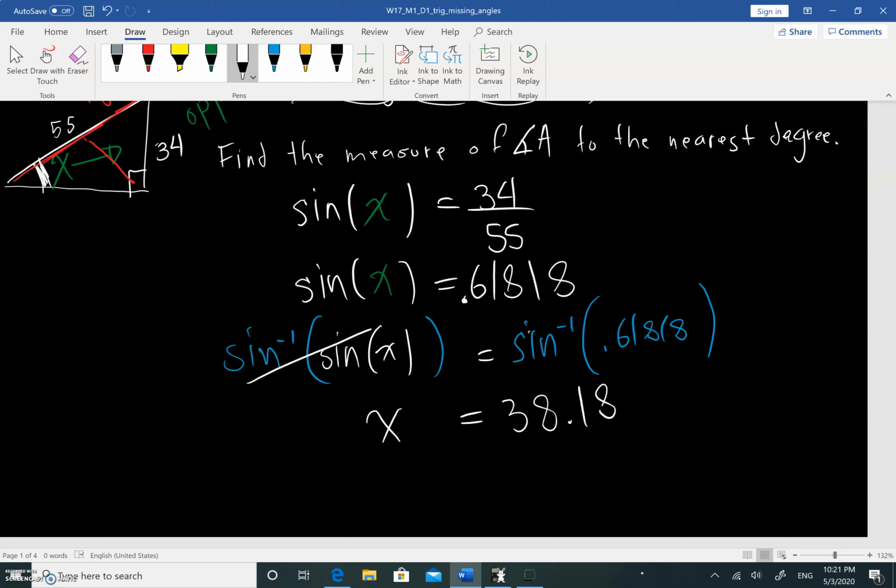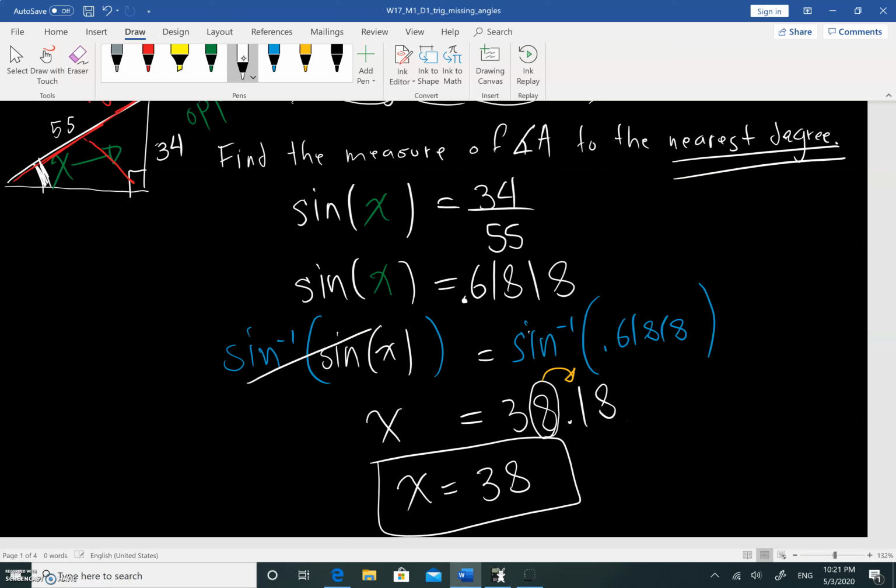Now it says on the question nearest degree. That means that they want it rounded to the ones place. The ones place is here. So I look at the 8 and then the number next to it is a 1. If it's below 5, I stay where I'm at. And if it's 5 or greater, you go up. So in this case, I'm going to stay where I'm at. So x is approximately 38 degrees. So that would be my answer.